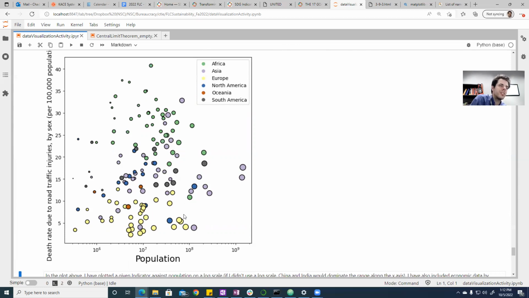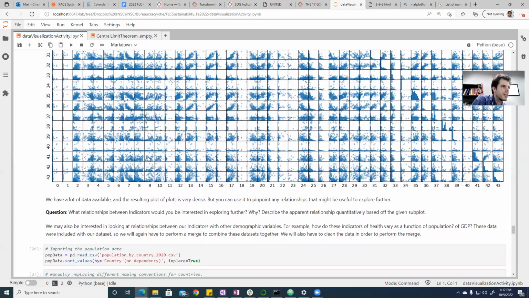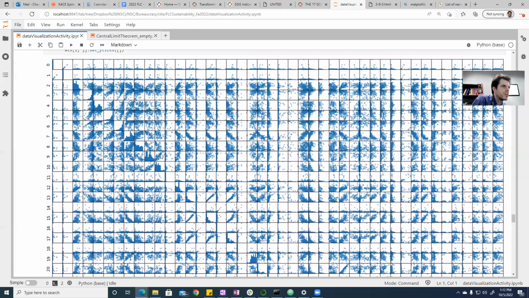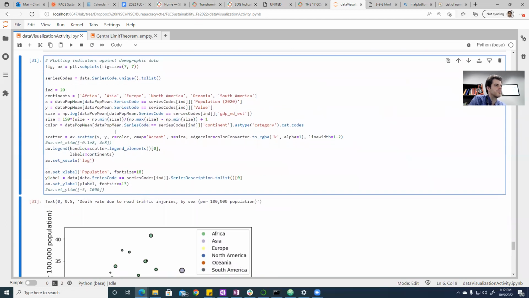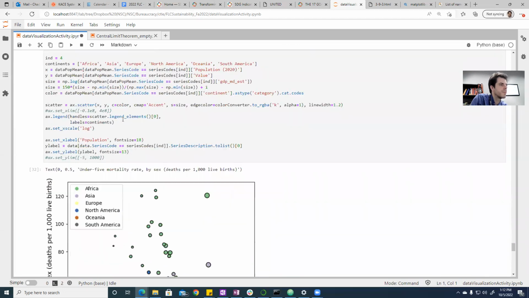Now, is there any relationship between the death rate due to road traffic injuries and population? Can you fit it to a line that's decreasing or increasing? Not really. It looks like a noisy cloud, right? So maybe you want to look at a different indicator. You could come up here and try changing it to 4 and see what happens. The plot will automatically update for you. You just need to change the indicator number here.